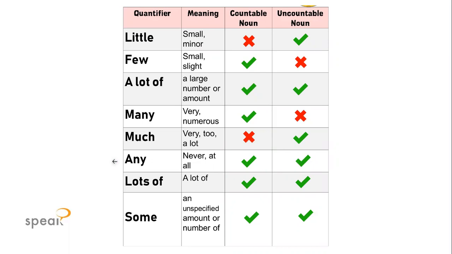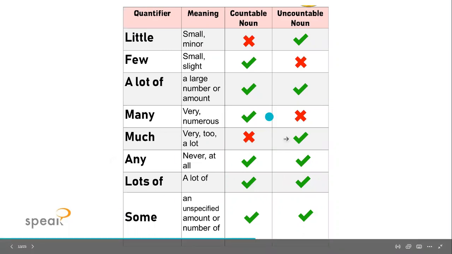Most of the times we use any with negative structures. Para cosas negativas or questions, we use any. Not all the time, but most of the times. Then we have lots of, which is similar to a lot of, okay? It is also used for both, countable and uncountable. And we have the last one, Moses.